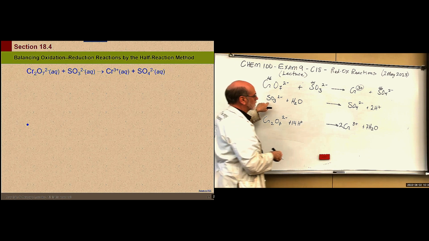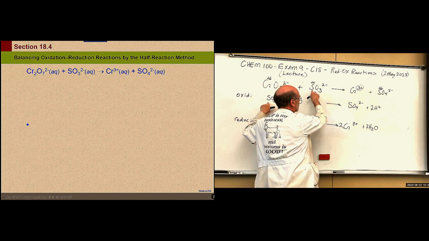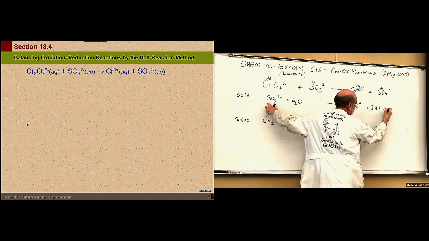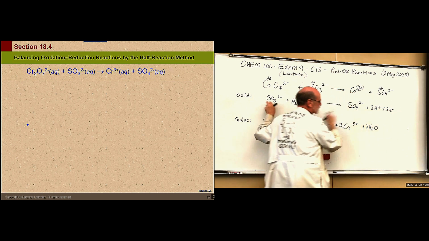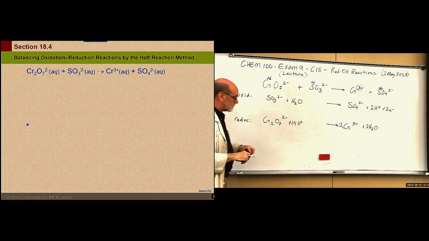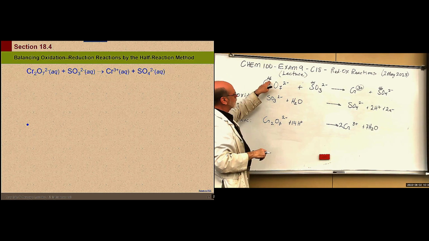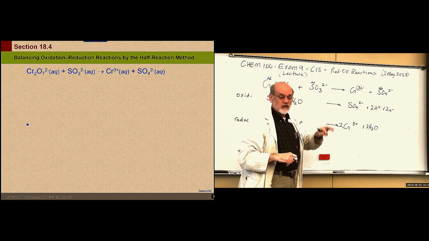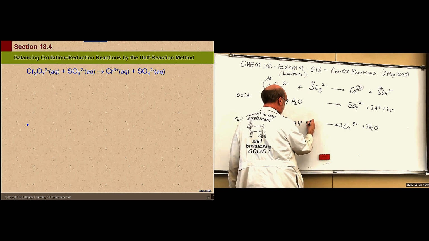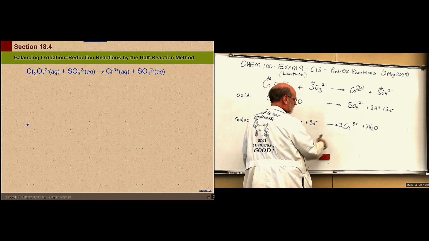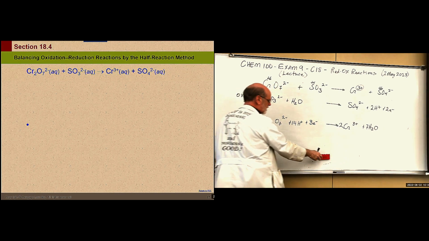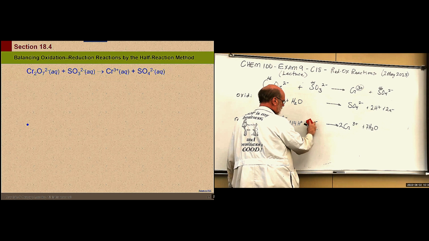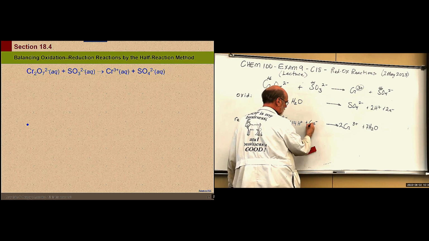For one sulfur, we went from plus four to plus six, so we lost two electrons for each sulfur. How about chromium? Chromium went from plus six to plus three, so we gained three electrons for each chromium. Oh, but there are two chromiums. That means we need six. Here we go.